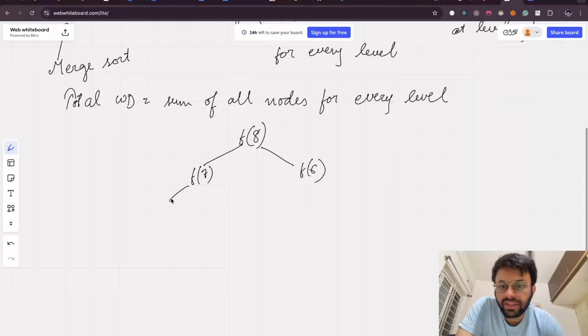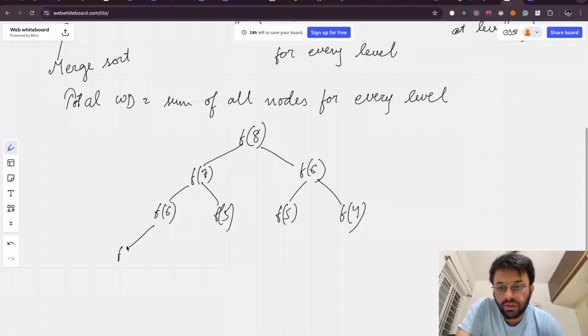Then this Fibo of 7 will call Fibo of 6 and Fibo of 5. Fibo of 6 will call Fibo of 5 and Fibo of 4. This Fibo of 6 will call Fibo of 5 and Fibo of 4. Then Fibo of 5 will call Fibo of 4 and Fibo of 3. Then Fibo of 5 here also will call the same, Fibo of 4 and Fibo of 3.